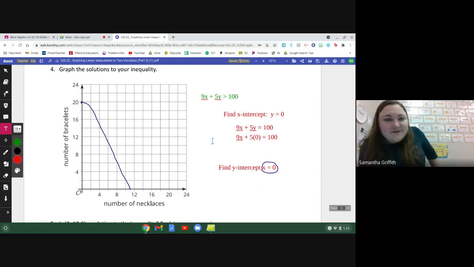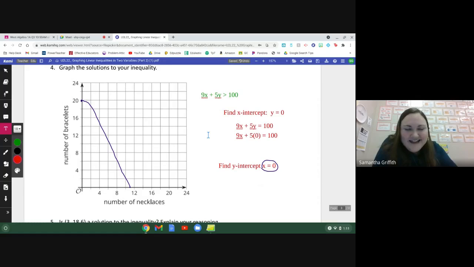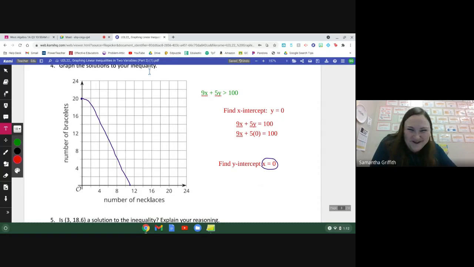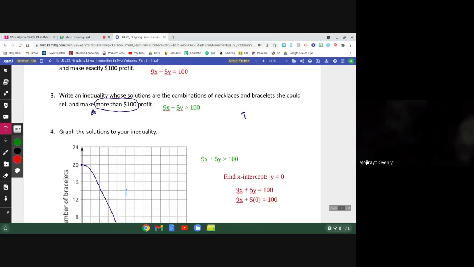This is the same thing about graphing equations. If we're struggling to get the graph, I would love to see you for tutoring, and we could look more at graphing equations. I need to make sure we get to the inequality part of this lesson, though. We've got the line here. We're trying to graph the solutions to this inequality.